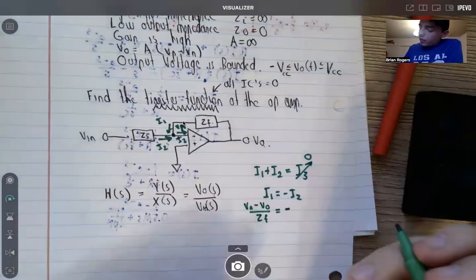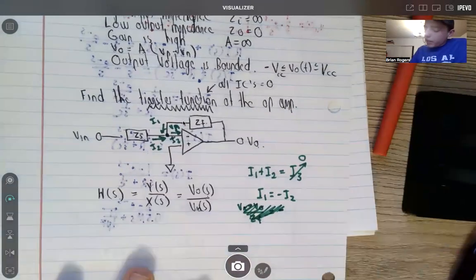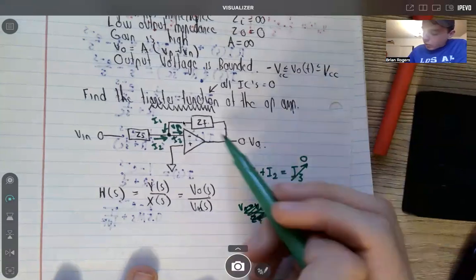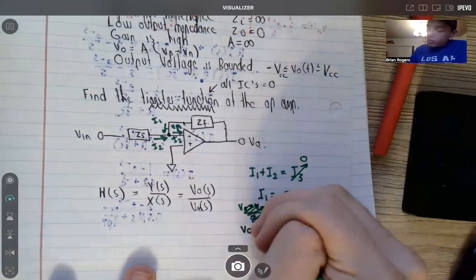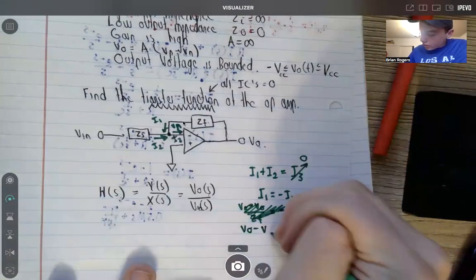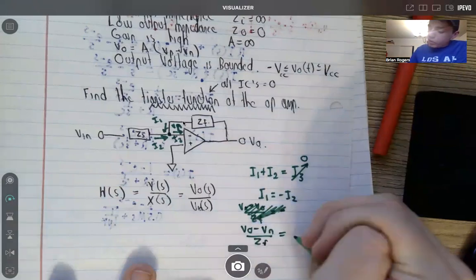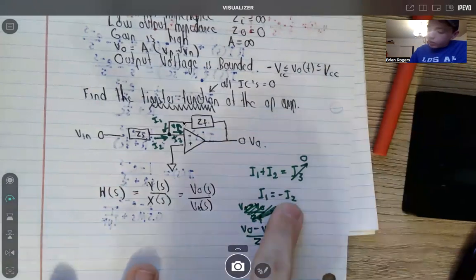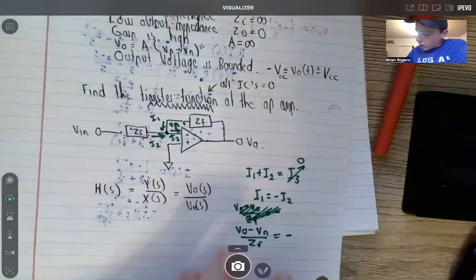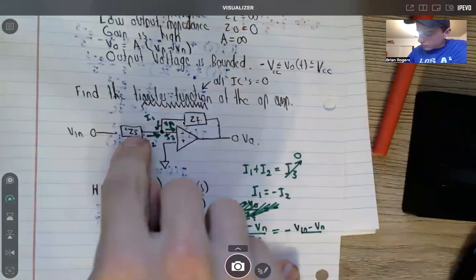So real quick, I just noticed I made a small mistake right here. When I have the arrow, I always go by where it starts from. So it should actually be V out minus V n all over Z of F is going to be equal to negative, and then this one, I2, the arrow starts from this side, V in, and goes towards V n. So it would be V in minus V of n all over what's in between, which is Z of S.